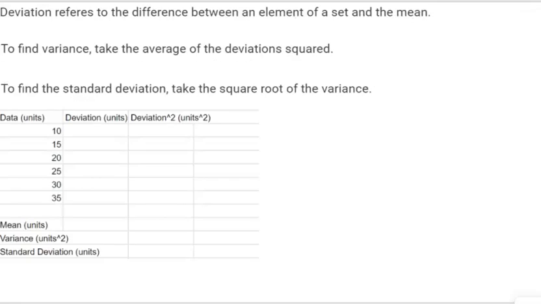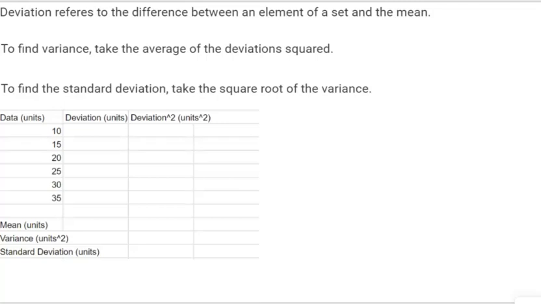So when we're talking about deviation, we're looking at how far an element is from the mean of the data set. So when we're looking for a standard deviation, we're looking for some sort of average of the deviations of each element.